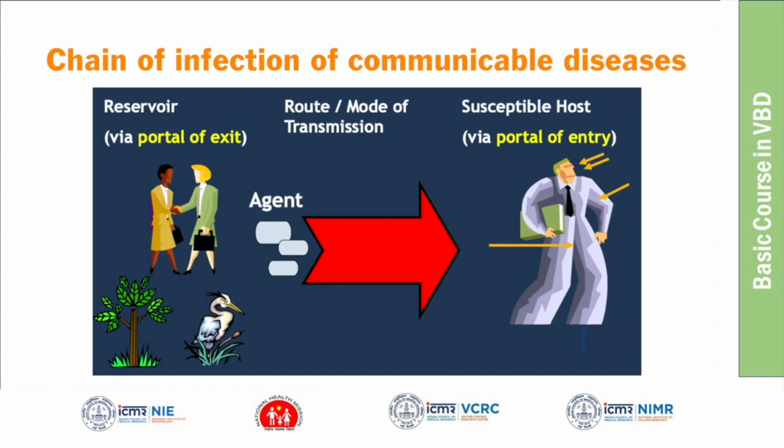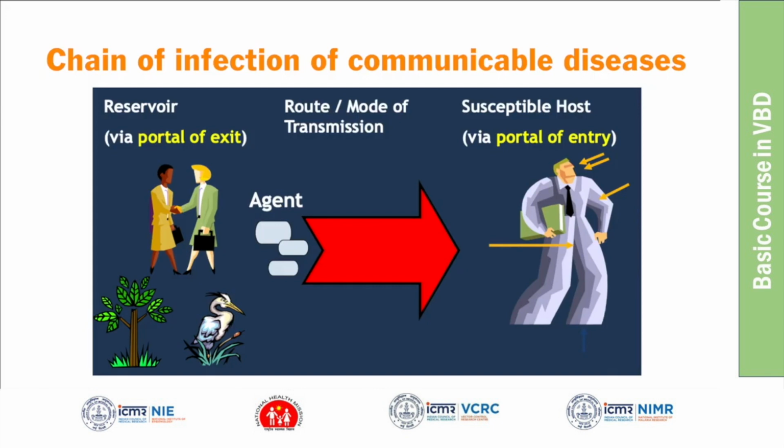From the pool, the agent pops out and then gets entry into the human body or the individual's body and then triggers the process inside the susceptible host. The chain is a chain between reservoir, route, and the host. When I say reservoir, it could be anything. And then from the reservoir, through some route, it exits. It comes out. That's called portal of exit.